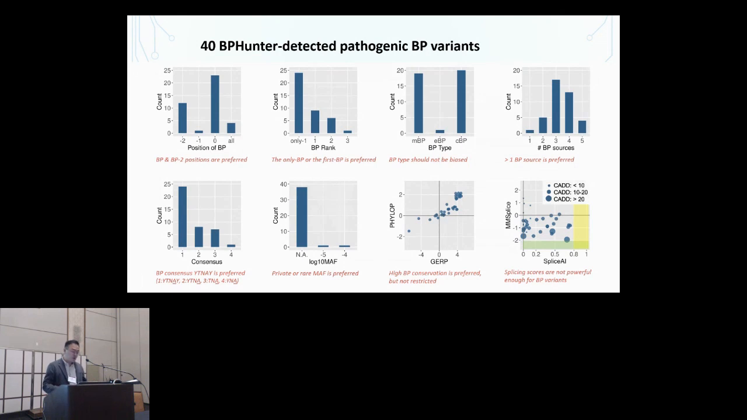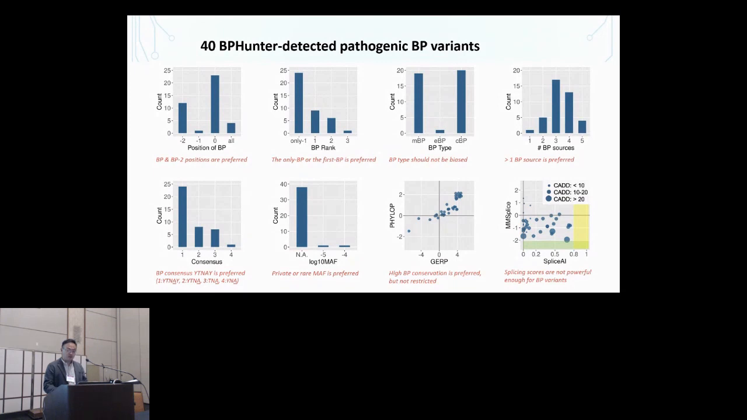Next, when we look at the rank of the BP, the majority of them are from introns with only 1 BP. So this gives us another idea to prioritize the candidates in the future. And if there are multiple BPs in that intron, the first one is preferred. If we look at the BP type, because we have experimentally identified BP, computationally identified BP, and mutually identified between E and C BP, we see the type should not be biased at all.